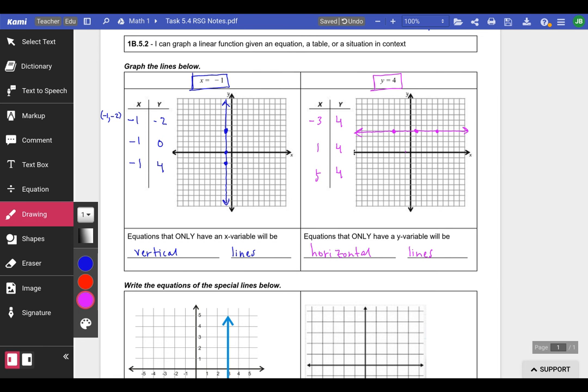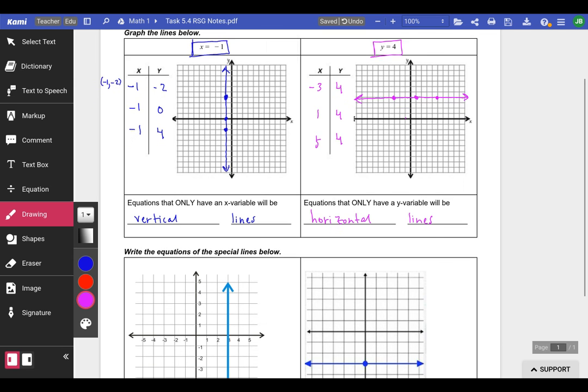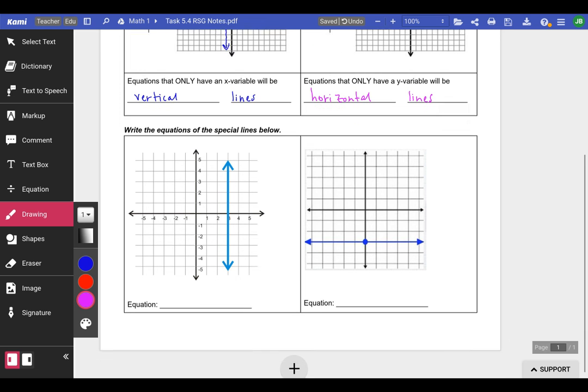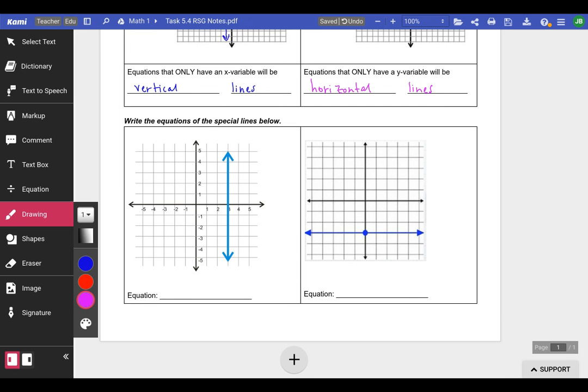So part of what you'll be asked to do in the practice is to graph horizontal and vertical lines. Then the only other piece of this that we need to be able to do is to write the equations of these lines. So if you're given a graph, write the equation.